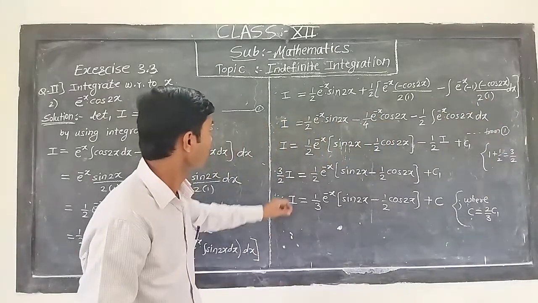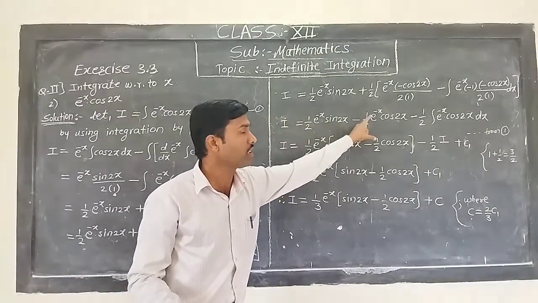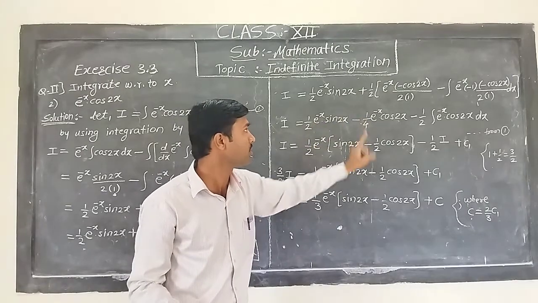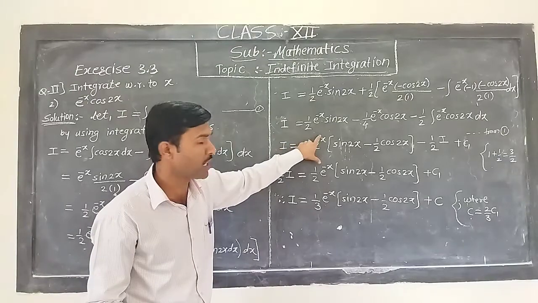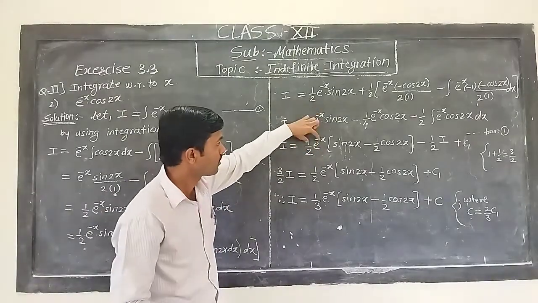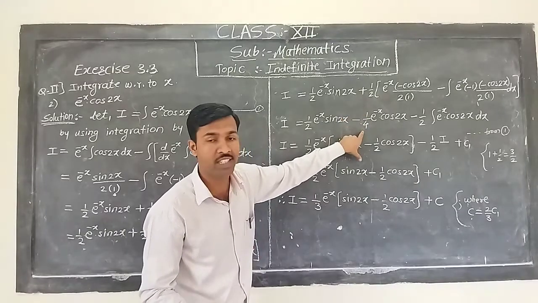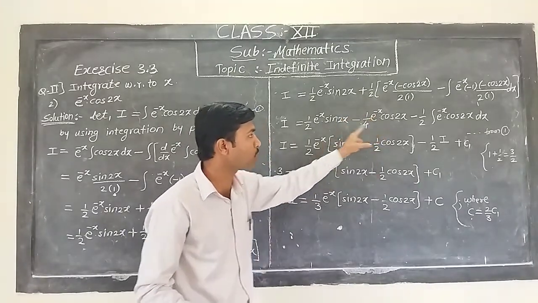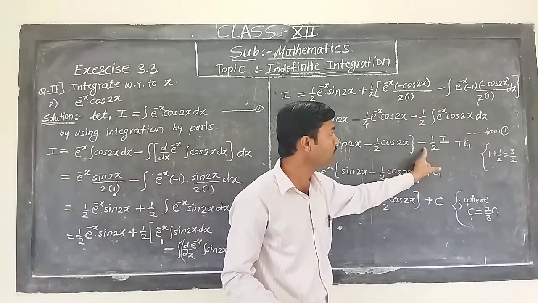Now here 1 by 2 is here, and here also the 1 by 2 term is present. Here is e raised to minus x. So after taking common 1 by 2 into e raised to minus x, we will get sin 2x remains as it is, minus, here 1 by 2 is taken as common, so the remaining term is 1 upon 2 into e raised to minus x, which is also common, so the remaining term is cos 2x, minus 1 by 2 into.